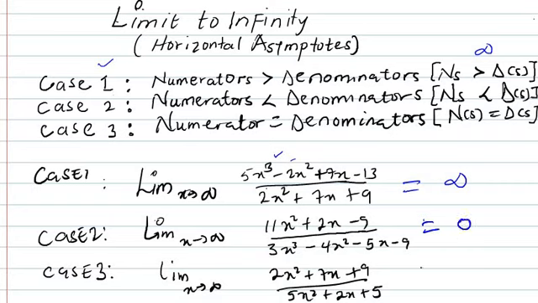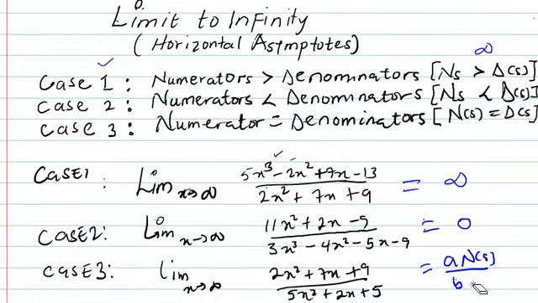And the last case: if the highest degree of the numerator is equal to the highest degree of the denominator, that is, degree of n equals degree of d, the answer should be equal to the ratio of the coefficients of the highest degree. That's a over b, where a is the leading coefficient of n of x and b is the leading coefficient of d of x.